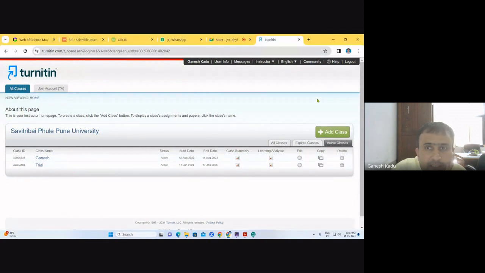This is not a session on Turnitin as such, but I just want to show you how it calculates this similarity index. I just want to give a small demonstration. If I want to submit a file and ask it to do a plagiarism check, then I need to create this add class.